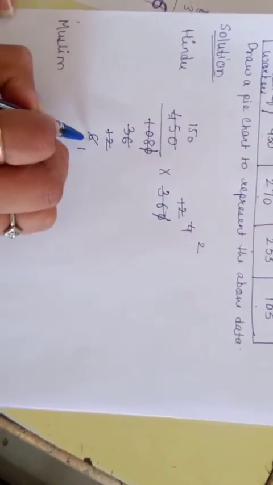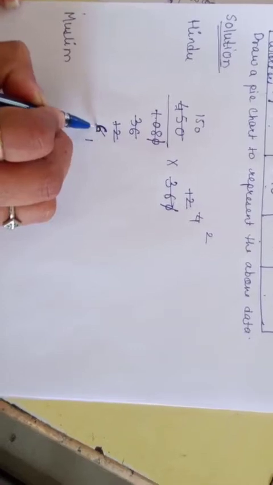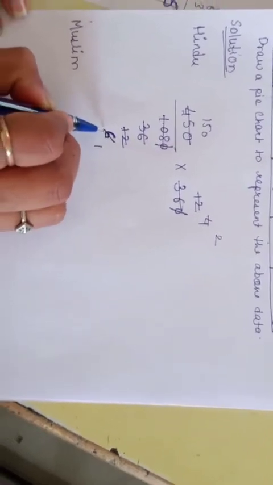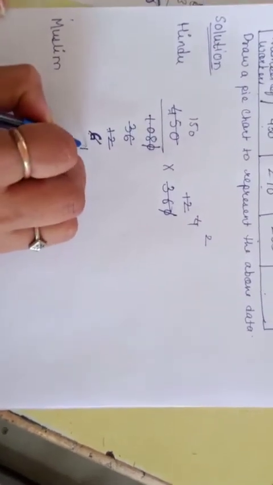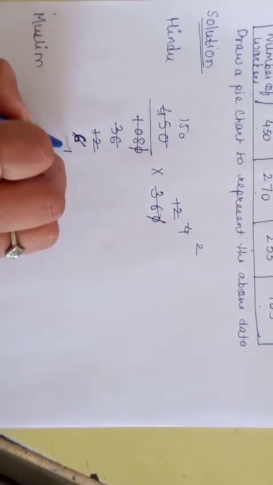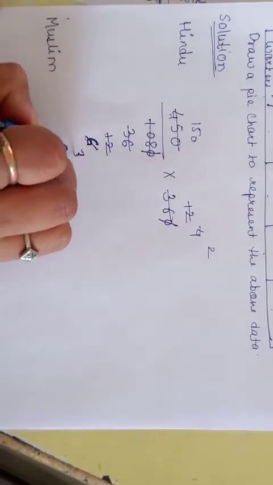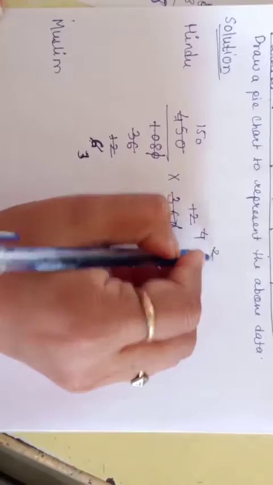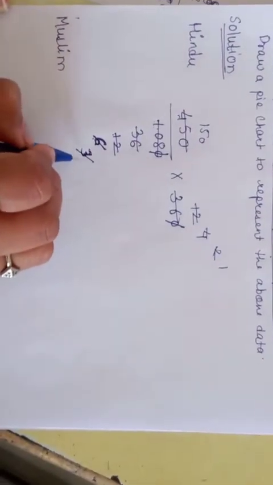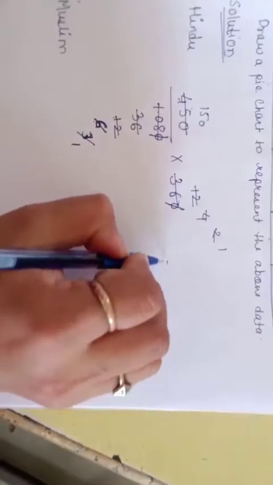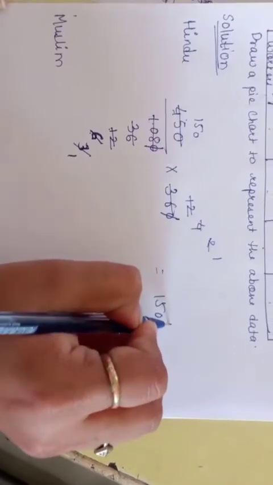Here we are dividing it by 2. So here the value is 6. Now we will be dividing this 6 by 2 again. So here we get 3 and this will be 1, and we have reduced this and we get 150. So answer is 150.